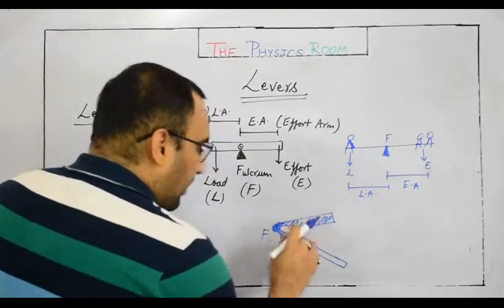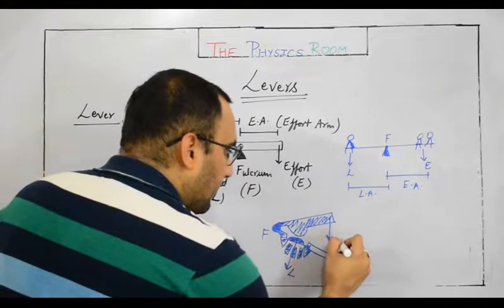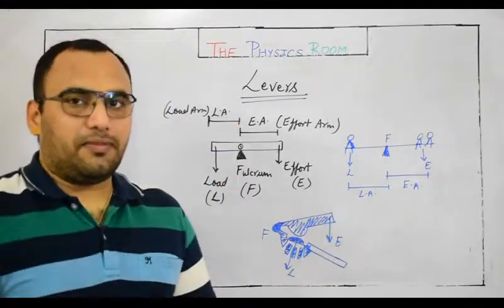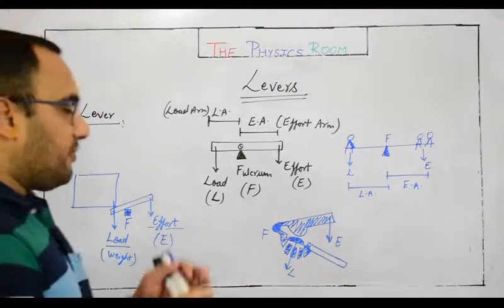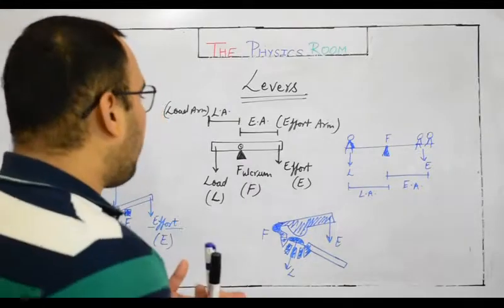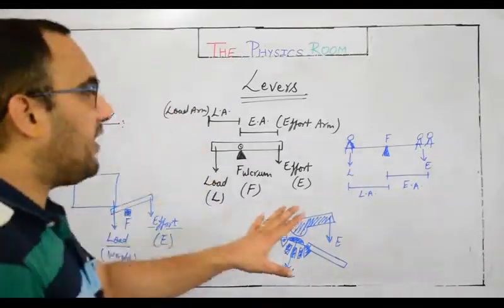You are putting a load here, so we call it the load point, and you are applying effort here, so we call it the effort point. So it is also a kind of lever. A lever has 3 major points: fulcrum point, effort point, and load point. I hope the definition of lever is very clear to you.